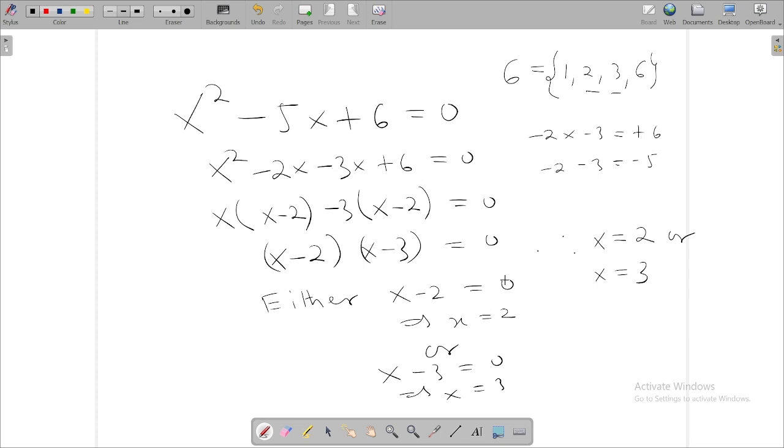Isn't that so simple? So in doing this, it means we have used the approach of factorizing. We could also use the approach of completing the square, or we could use the quadratic formula or the graphical method to solve this.